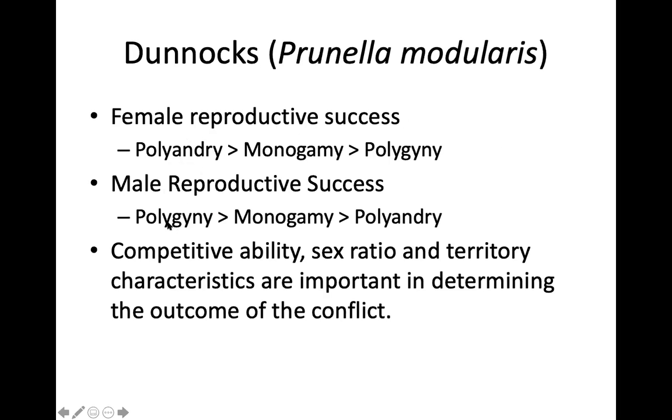Male reproductive success is actually just the opposite. They do best under polygyny, they do worse under monogamy, and they do the worst under polyandry because they are potentially caring for children that are not even their own. And so what determines which one of these happens, in this system where they have the capacity to do all of these, is based on the competitive ability of the male, the sex ratio of the population, and territory characteristics. If you find yourself in a poor territory, what are you going to probably see happening?